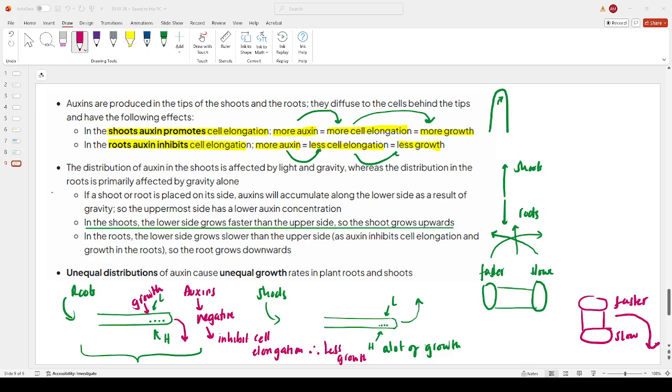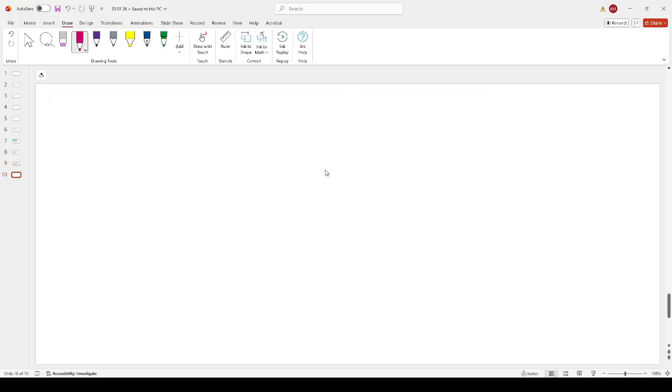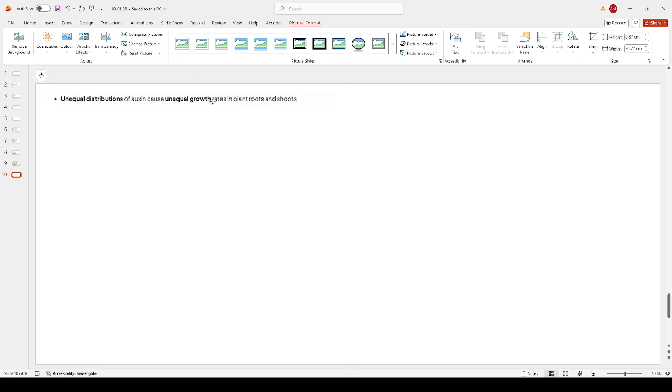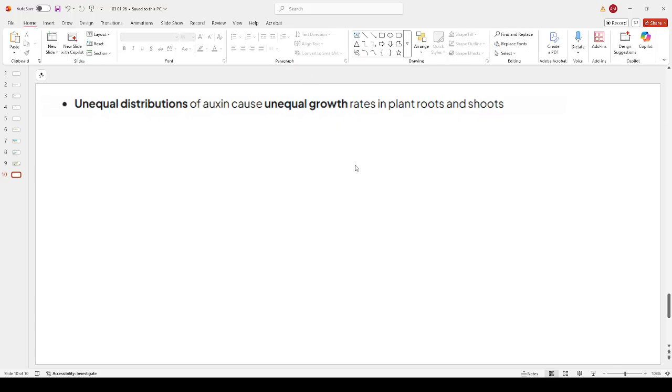By the way, it's the unequal distribution which causes unequal growth rates, if that makes sense. In fact, I want you to write that down. So it's the unequal distribution which causes unequal growth rates, just like the Segway. If one wheel is moving faster, it doesn't go straight anymore. It goes down or goes up. Guys, can you write this statement down? I'm going to bring some information from the previous slide back in a minute. But just let me know once you got that written down.